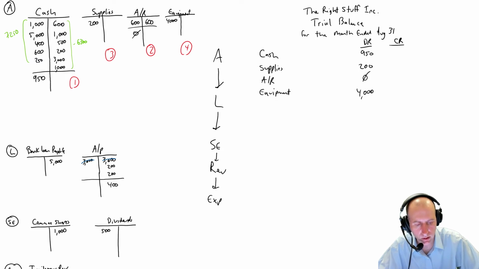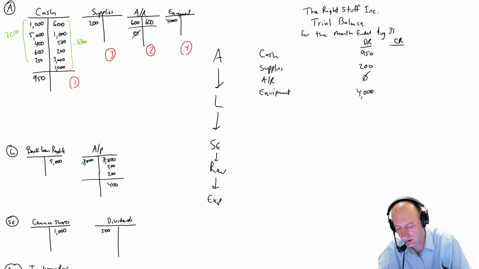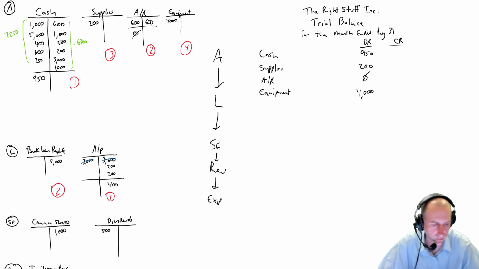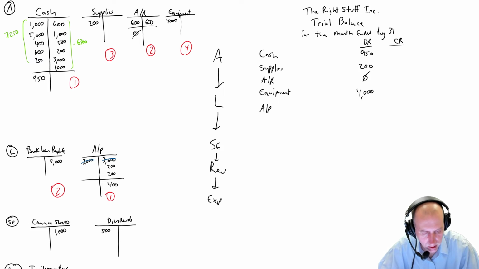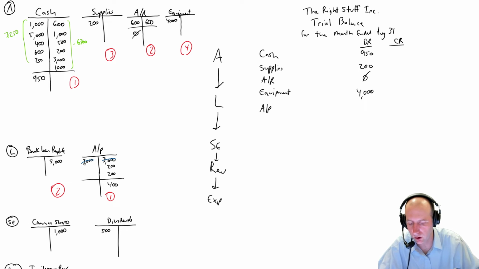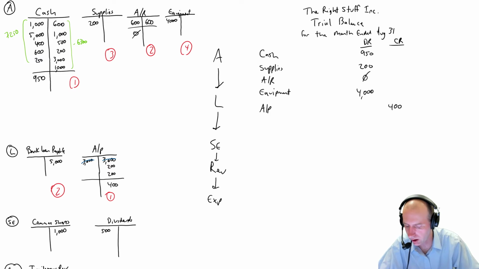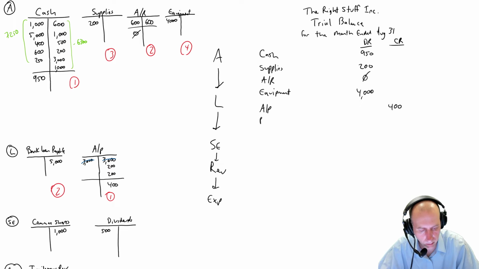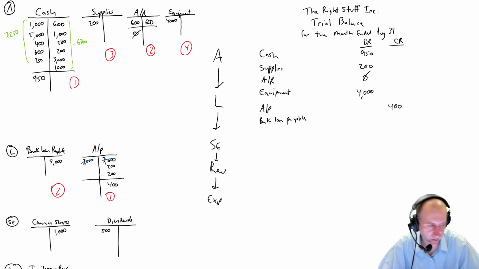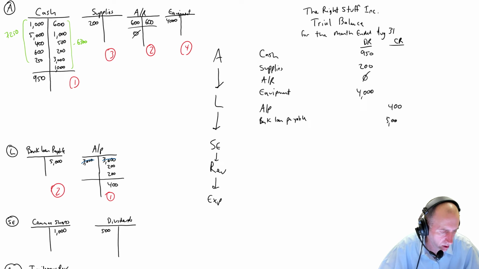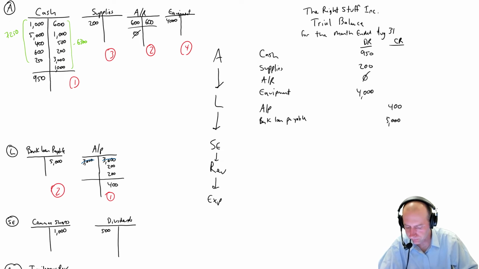Oh, wait, we got to do this in order. So just thinking of order of liquidity, accounts payable should of course be first because it is more frequently paid off, right? Now, this is a credit balance of 400, so I'll write it on the credit side, 400. The bank loan payable is 5,000, and again, that goes on the credit side.